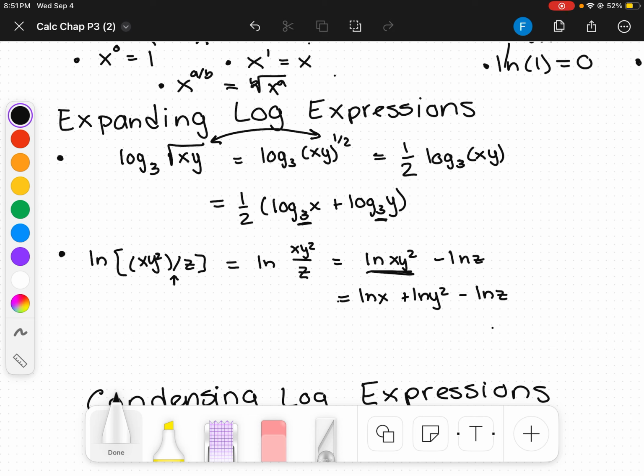There's one more thing I can do here. Any guesses as to what it is to expand this a little bit more? It would be to pull down that exponent. So I'm going to write this as my final answer. Pull down that 2, natural log of x plus 2 natural log of y minus natural log of z, and that would be your fully expanded form. Okay, so we're just using the laws to go from one log, any base, could be natural log, and try to separate this and split it up as much as possible.